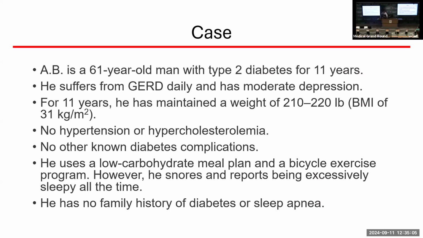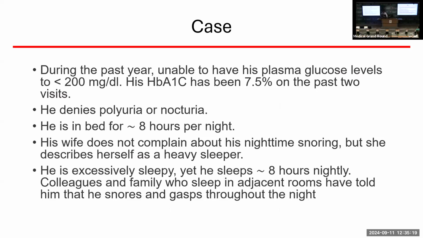He's been managing himself with a low carbohydrate meal plan and an exercise regimen with a bicycle exercise program. He reports that he snores and reports being excessively sleepy all the time. He has no family history of diabetes or sleep apnea. He's come here now because during the past year, he has been unable to keep his plasma glucose levels less than 200 milligrams per deciliter. And during the last 2 visits, his A1C has been 7.5%.